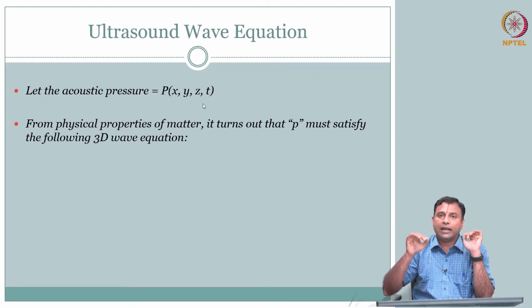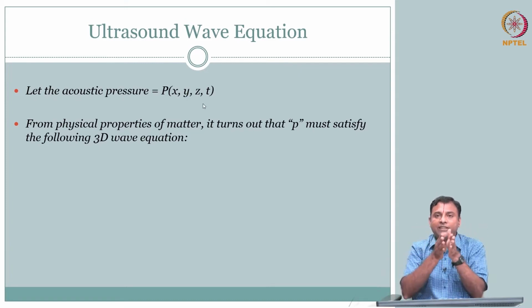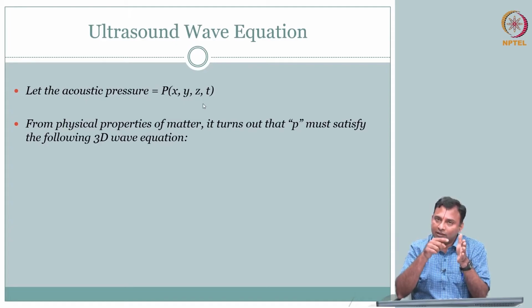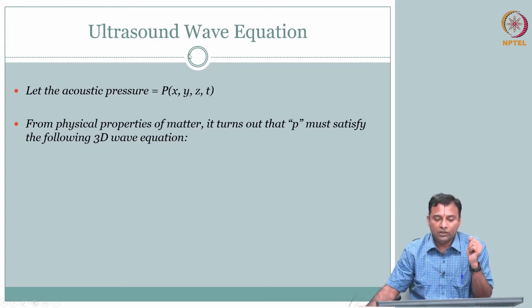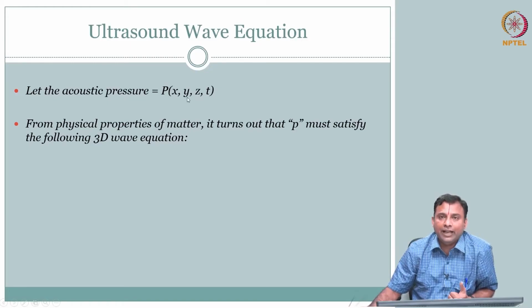So if I have to describe the wave, then I need to describe the pressure changes in x, y, z and also with time. So it is changing with time. That is what we saw in the wave, compression, rarefaction. If you sit at one location, you go through compression or rarefaction. So it changes in space and time. So let the acoustic pressure, we will denote it as P, which is a function of x, y, z and t.